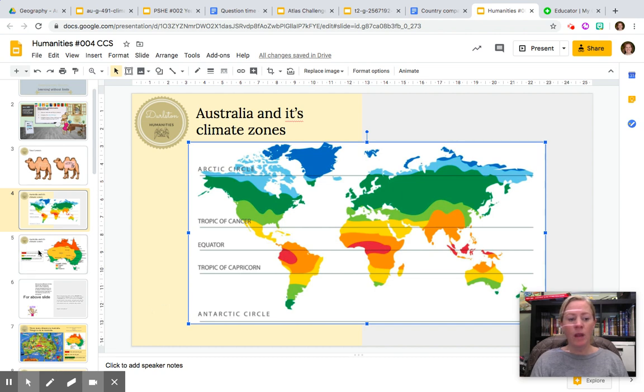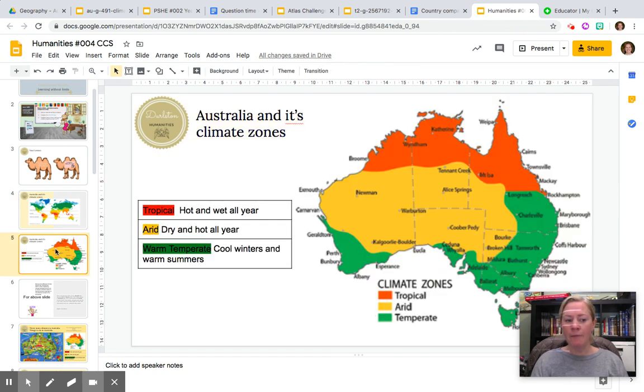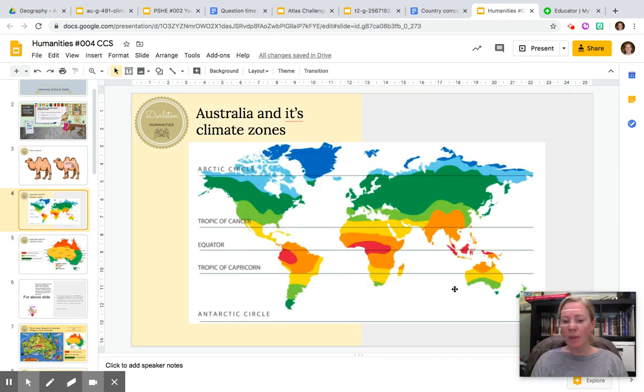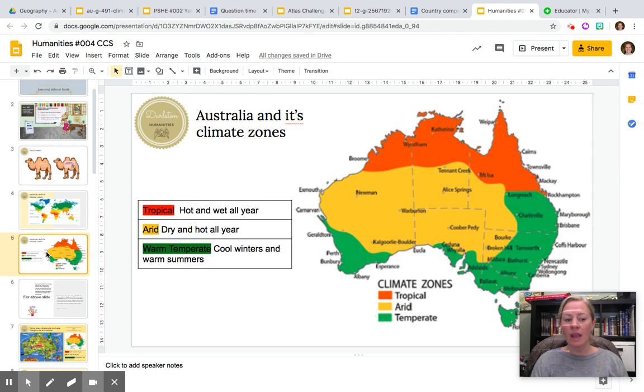So we're actually going to be very focused on Australia today. Now, as you can see on the world map, Australia has 3 bands. So we are going to look at that. And the reason why is because it's such a huge country. So because of its size, Australia has several different climate zones.